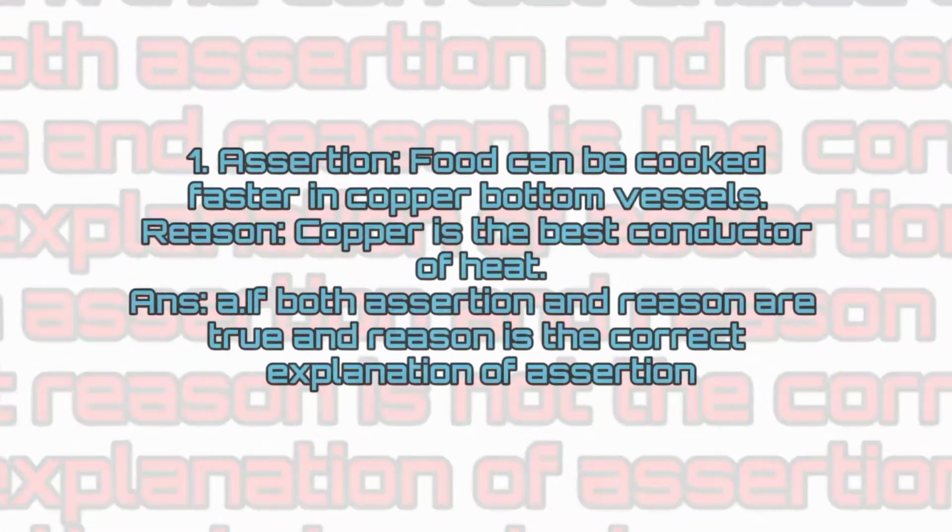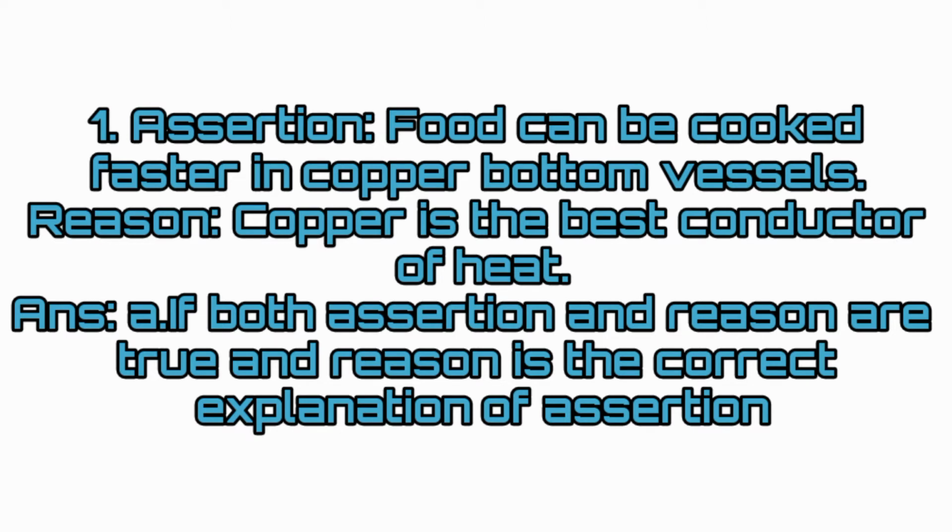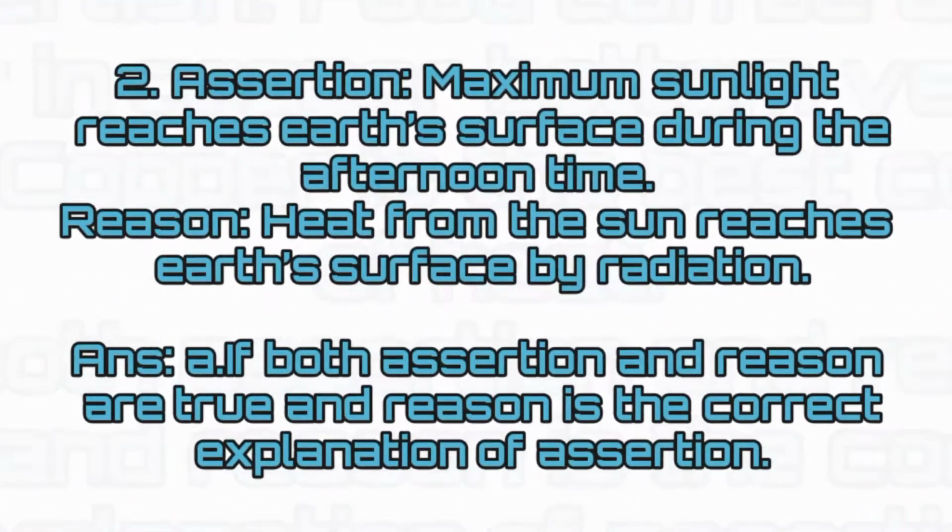Question number 1, assertion: Food can be cooked faster in vessels with copper bottom. Reason: Copper is the best conductor of heat. Here assertion is true and reason is also true. So the answer is option A, if both assertion and reason are true and reason is the correct explanation of assertion. Here reason explains correctly.